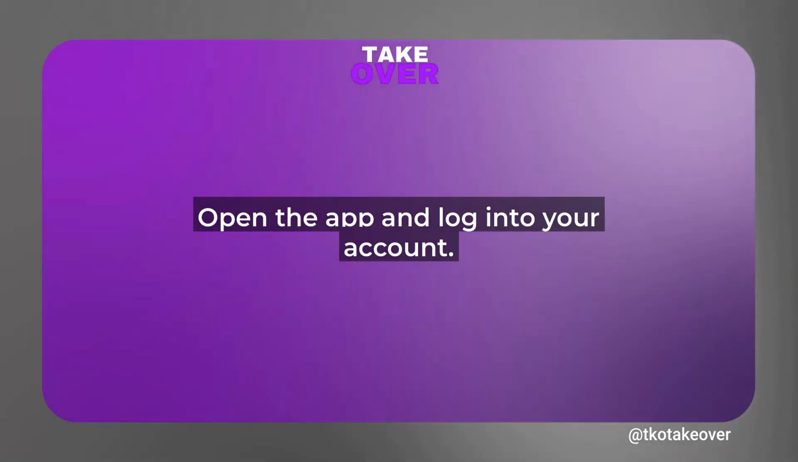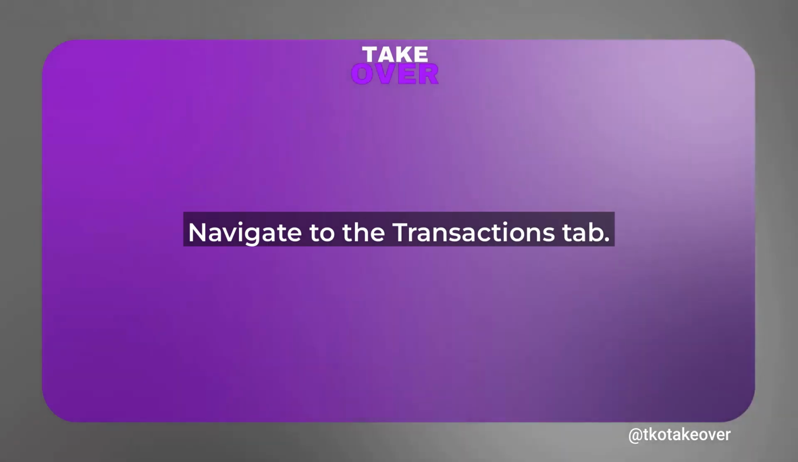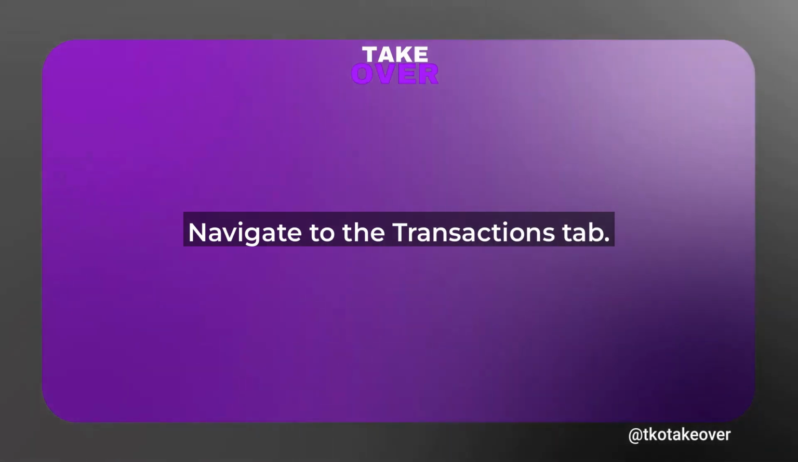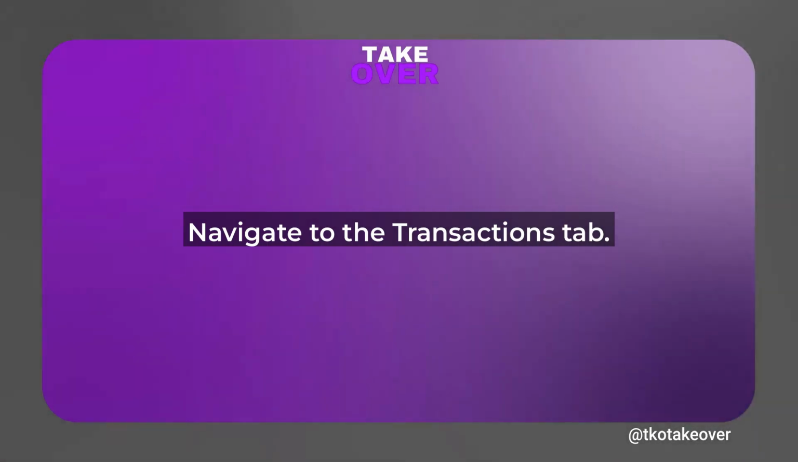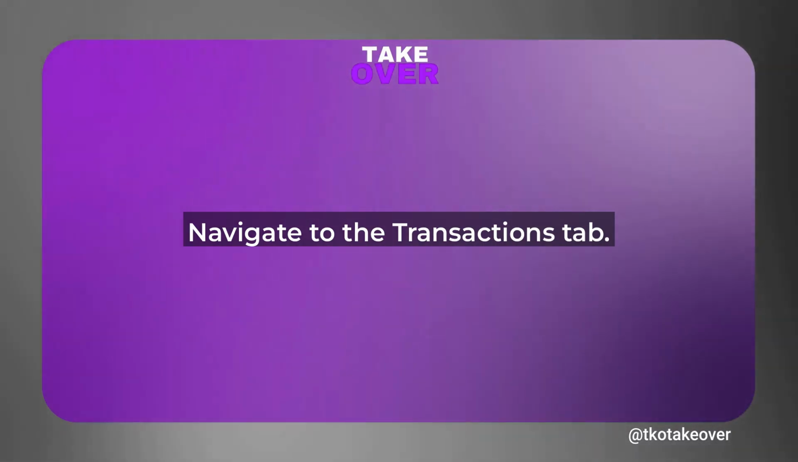It's a user-friendly app designed for tracking expenses, income, and budgets all in one place. To begin, make sure you have the app downloaded and logged into your account on your phone or computer. Once you're in, head straight to the Transactions tab. That's where all your recent purchases and payments are listed in a neat timeline.